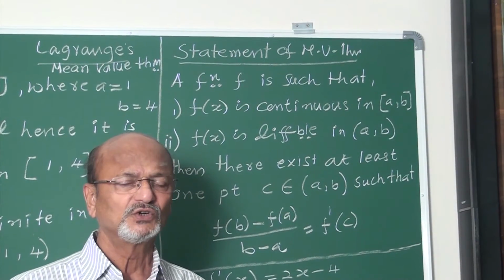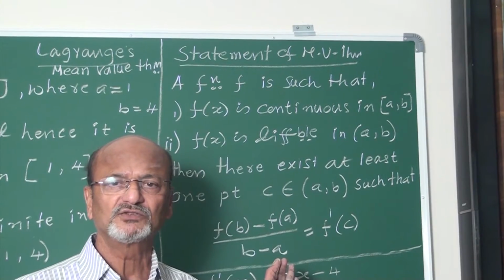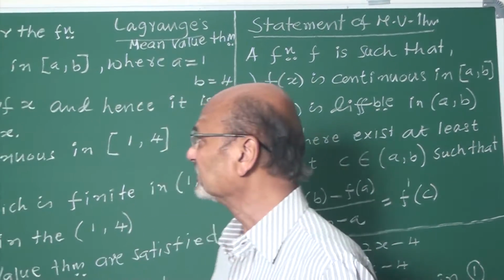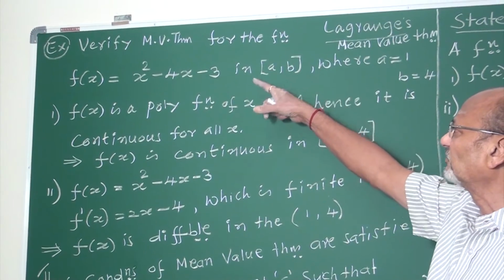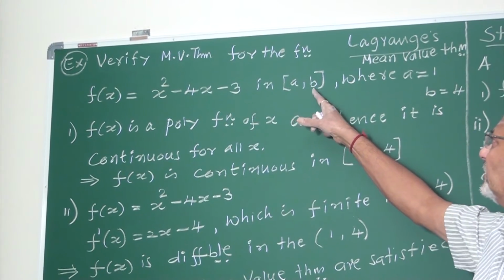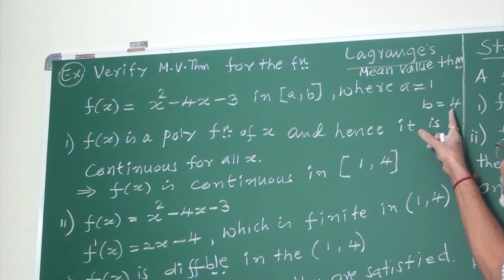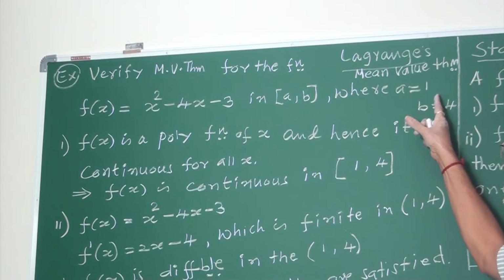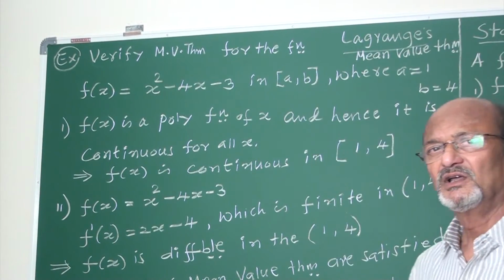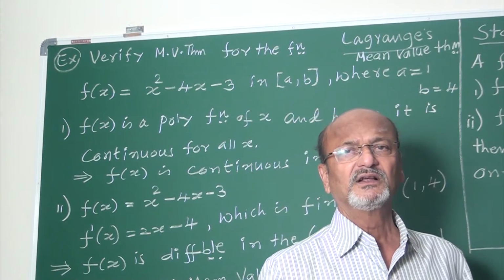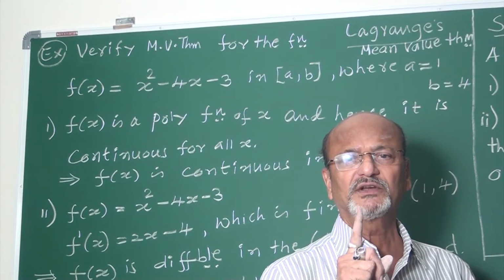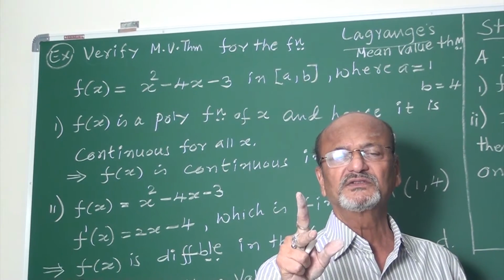That means some examples to verify this mean value theorem, as we have done in the case of Rolle's theorem. I start with examples. Verify the mean value theorem for the function f(x) equal to x square minus 4x minus 3 in the closed interval [a, b], where a is 1 and b is 4, so the interval is 1 to 4. You want to verify. Verify means first you have to verify the given conditions: first, f(x) is continuous; second, f(x) is differentiable.